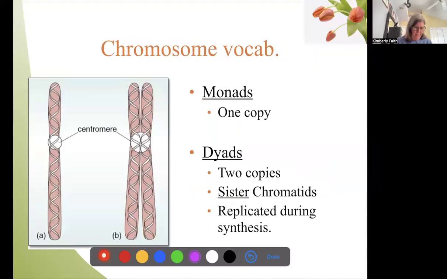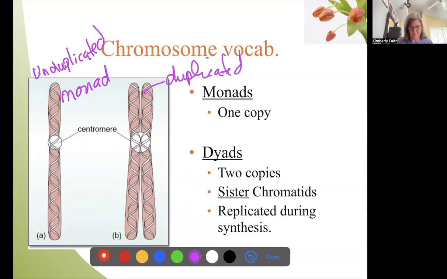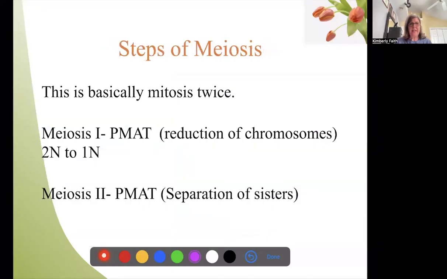So here we have our unduplicated chromosome, or our monad, another name to call it. Or we have our duplicated chromosome, or our dyad. So a monad only has one copy. The dyads have two copies. We see that second copy being made in synthesis, part of the cell cycle. And like I said, the steps of meiosis are basically mitosis twice.